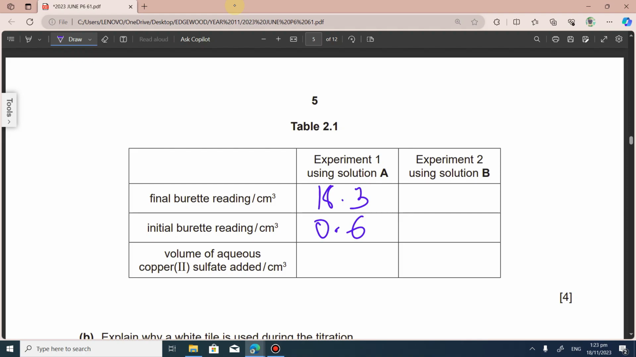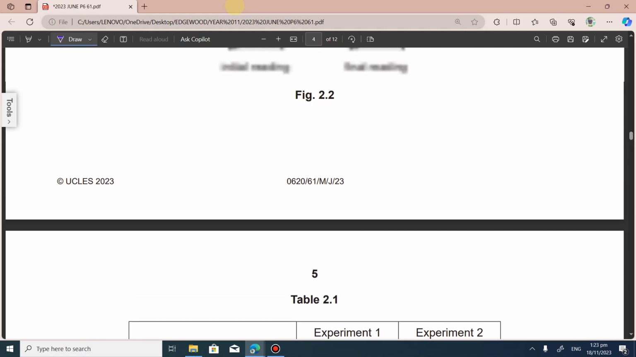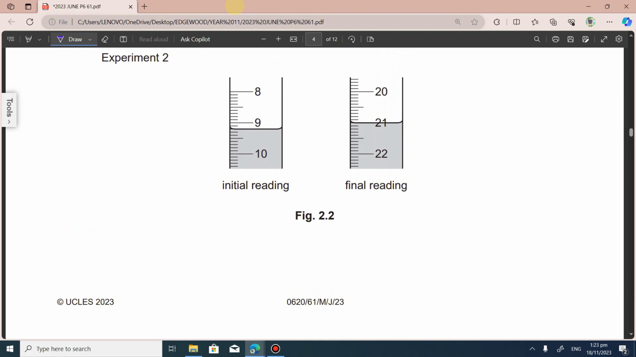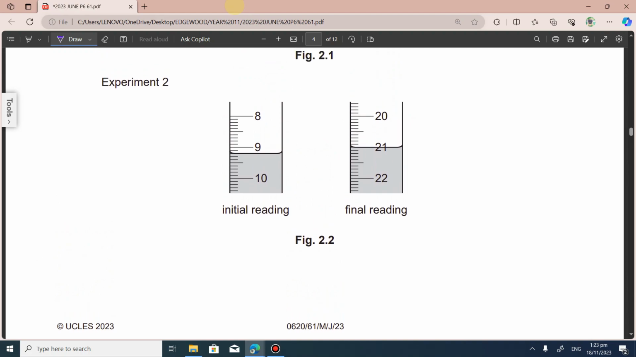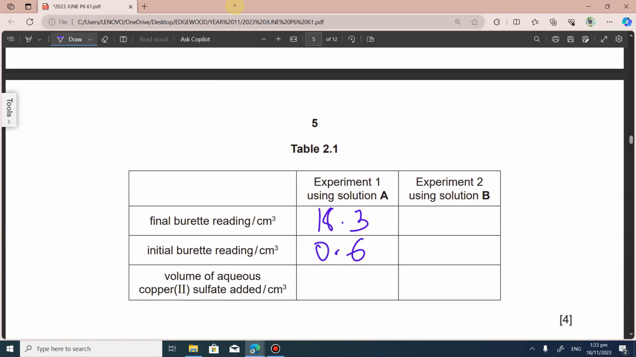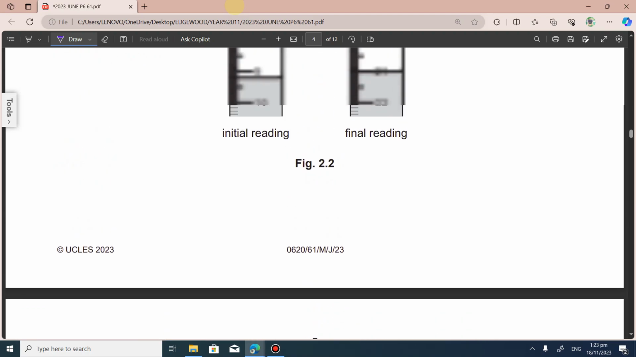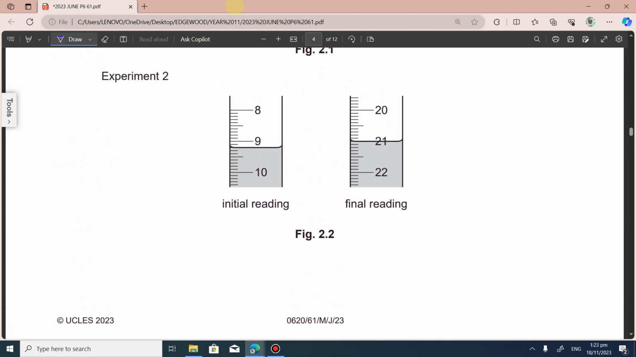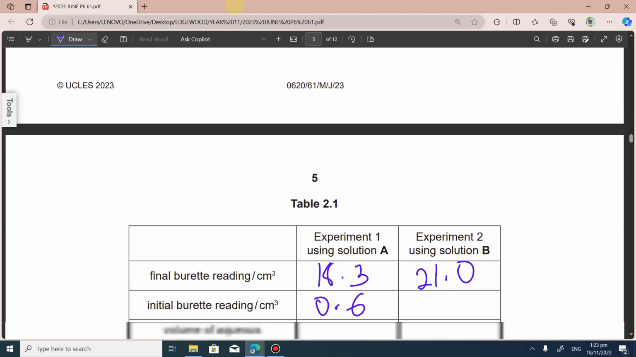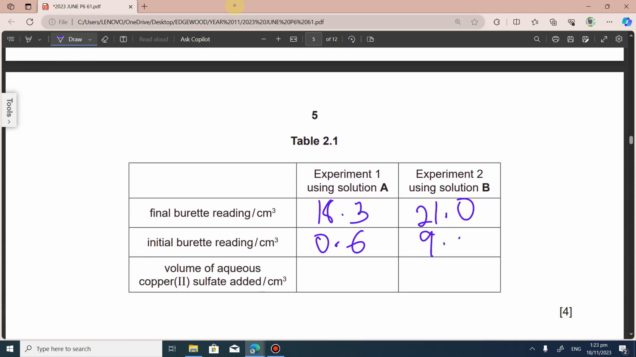Remember, the decimal places need to be uniform. Take note of that. If you are using one decimal place, you apply one decimal place to everything. So for experiment 2, the final reading from here is 21.0. And then the initial reading is 9.2. So we just insert 9.2.